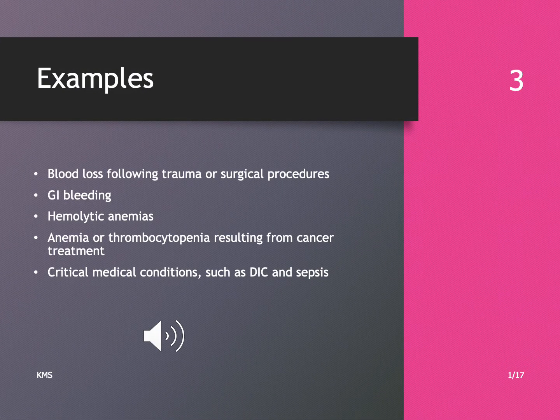Some examples of alterations in cellular regulation that may result in transfusion therapy include massive blood loss following trauma or a surgical procedure, then acute or chronic GI bleeds, hemolytic anemias, that disorder in which red blood cells are destroyed faster than they can be made, anemia or thrombocytopenia resulting from cancer treatment, and then those critical medical conditions such as DIC and sepsis.